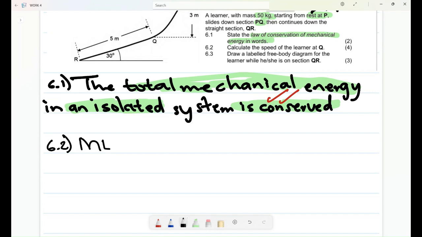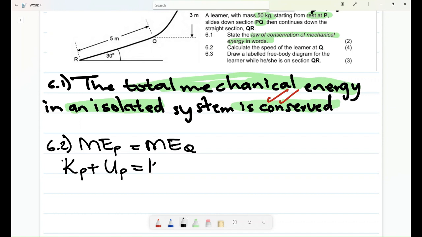So you're gonna say mechanical energy at P is equal to mechanical energy at Q. But now what is mechanical energy? Mechanical energy is kinetic energy at P plus, in this formula I prefer using this, I'll just say kinetic energy at P plus potential energy at P. It is equal to kinetic energy at Q plus potential energy at Q.